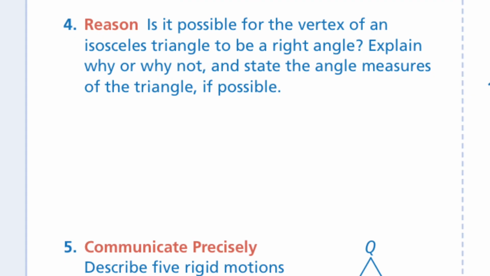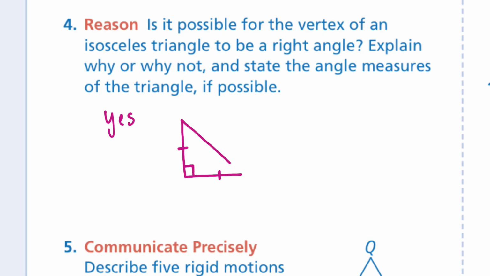Reason. Is it possible for the vertex in an isosceles triangle to be a right angle? Explain why or why not, and state the angle measures of the triangle if possible. The answer is yes. Starting with a right angle, we can make sure that these two sides are congruent, and we know that this is going to be a 90-degree angle.